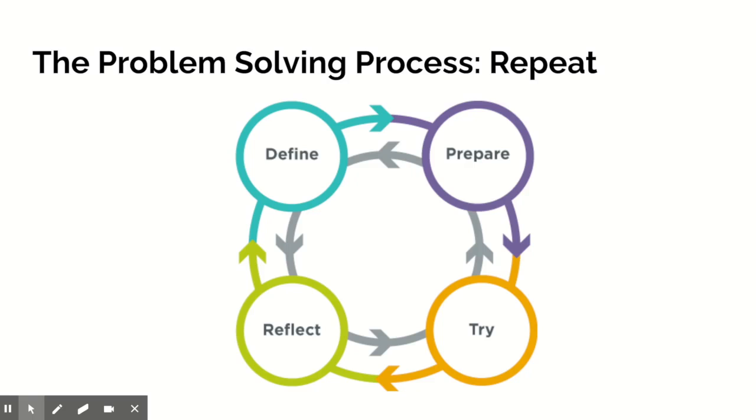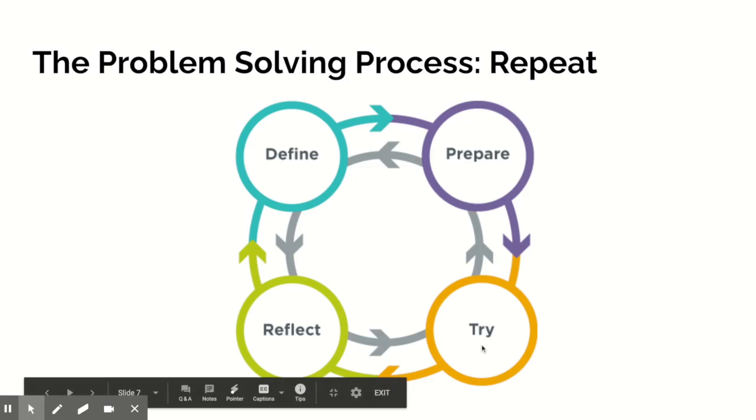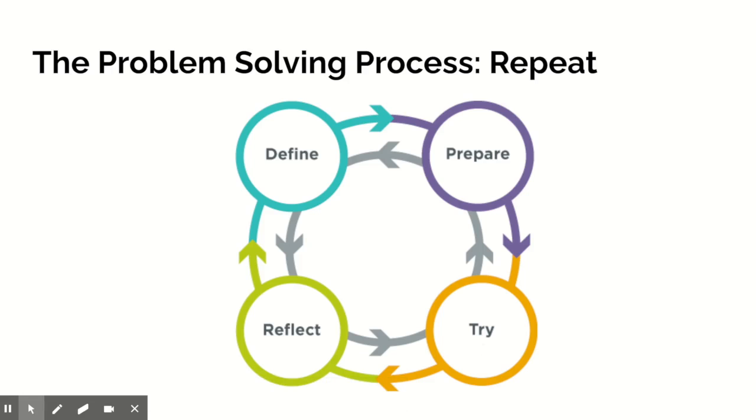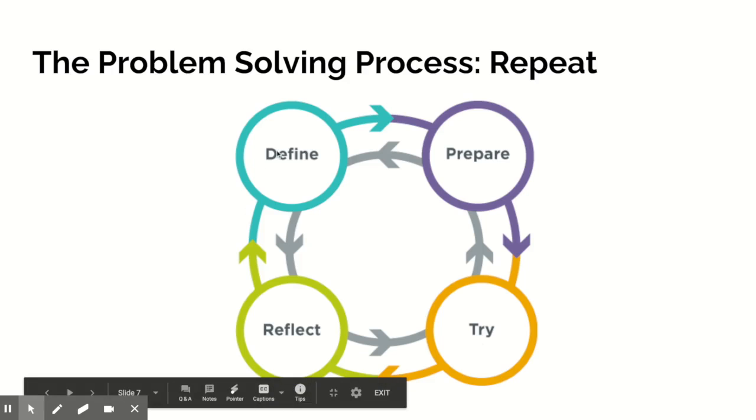As I said, the problem-solving process goes in a circle. You go from step 1, define, step 2, prepare, step 3, try, and step 4 is reflect. Once you're done reflecting, you sometimes have to go back to define and do it all over again to see what you can do.